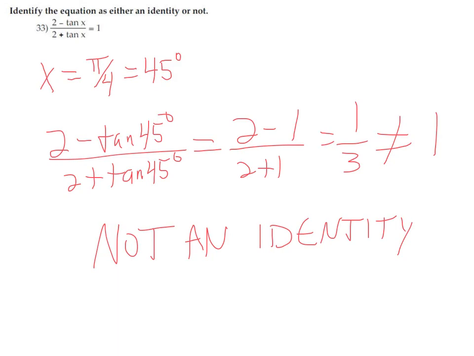Now if I had gotten 1 equals 1 there, I might have just happened to pick 45 and it only works there. But chances are much higher than that this was an identity. And then I'd have to start playing around with algebra to see if I could get it to work out. It just didn't seem right though, so I thought I'd check. Saved me a lot of work. Alright, next problem.